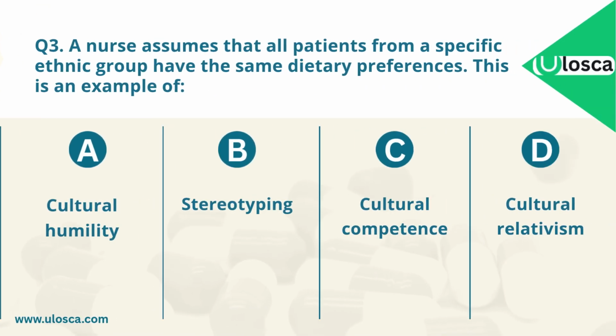Question 3. A nurse assumes that all patients from a specific ethnic group have the same dietary preferences. This is an example of A. Cultural humility. B. Stereotyping. C. Cultural competence. D. Cultural relativism. Which one is the correct answer?